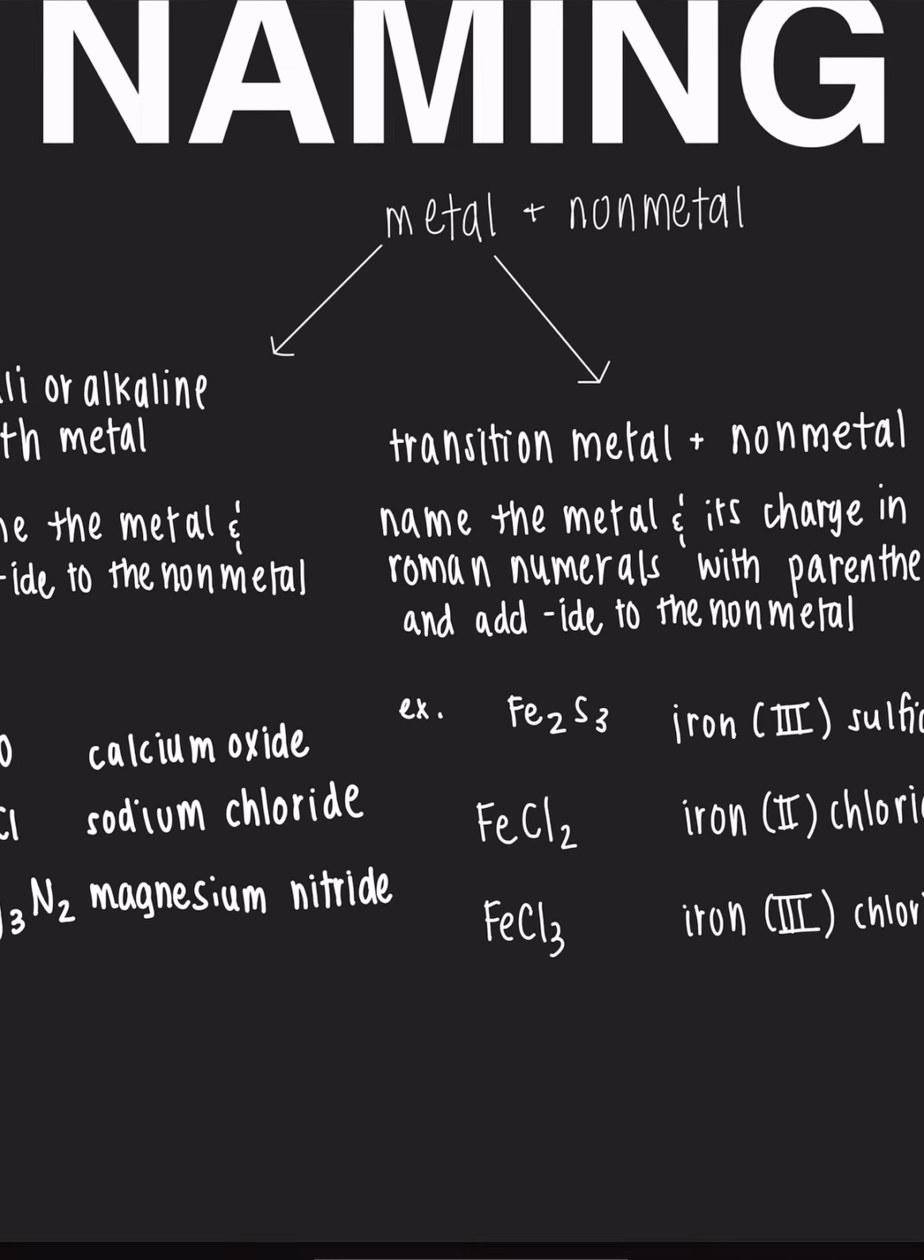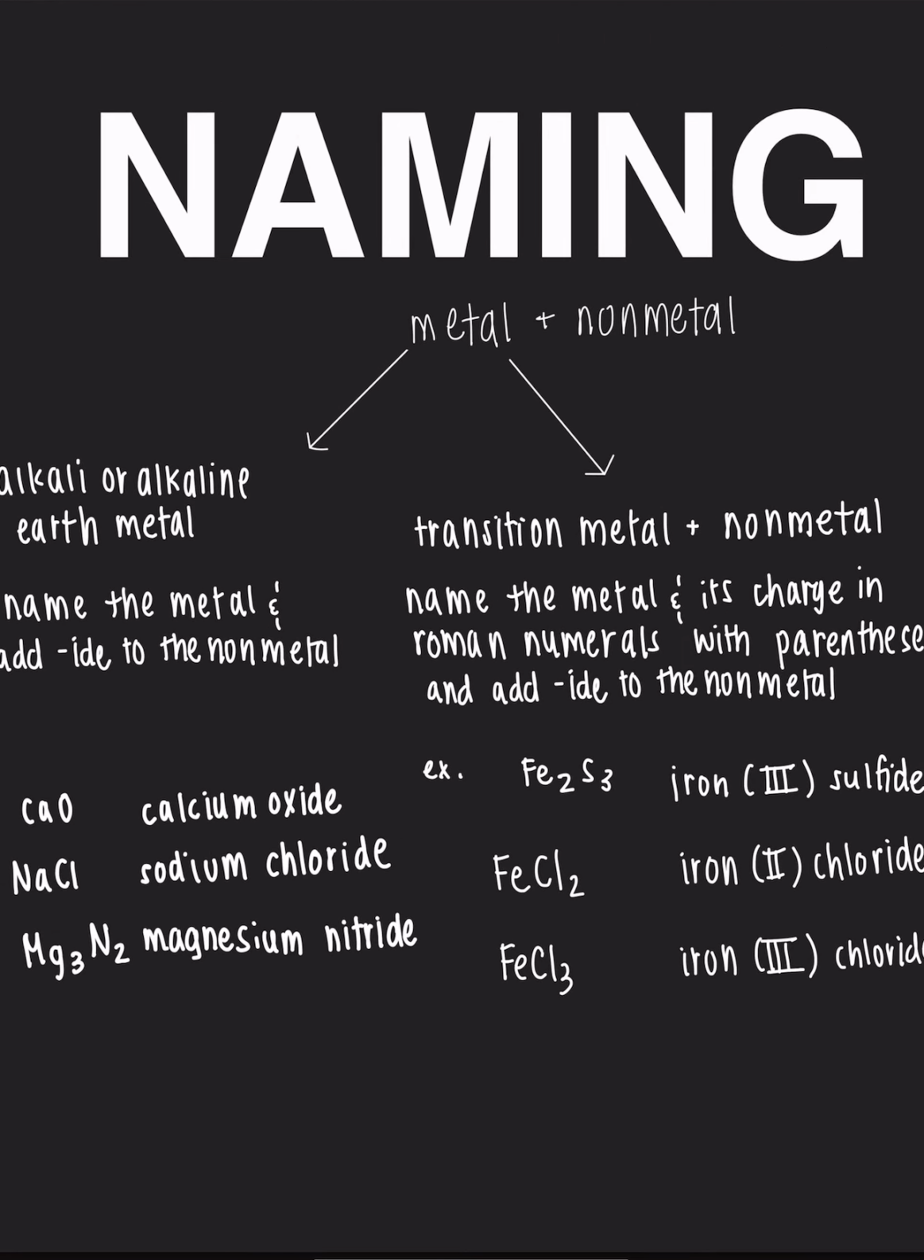I will be making more naming videos. I have to cover just 2 non-metals, and when you use all those prefixes like mono and di and tri, etc. But for the purposes of this video, I really wanted to cover ionic naming when you have alkali, alkaline, and transition metals.